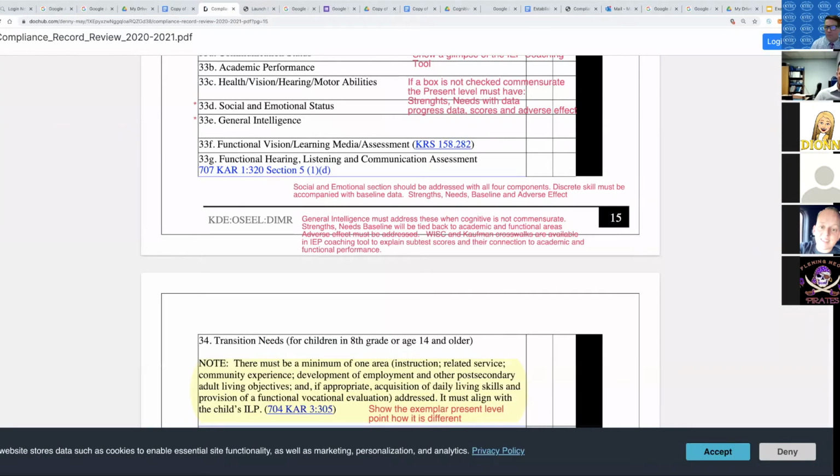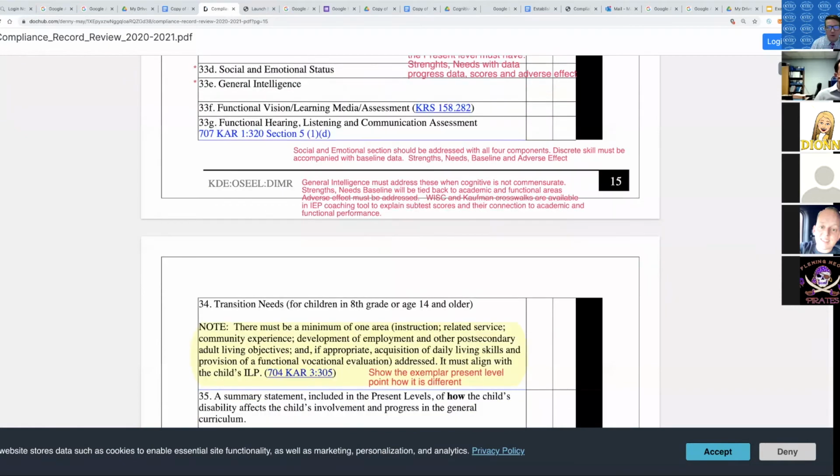So let's go back here. So now, under this section, we're looking for strengths identified around skills. We're looking for needs identified with data attached to them, with probes attached to them, and percentages attached to them. And within general intelligence and social emotional status, under social emotional status, we're looking for references to the Vineland and what the low scores are and what the skills are. And if they're MMD and FMD, it's a must per KDE.